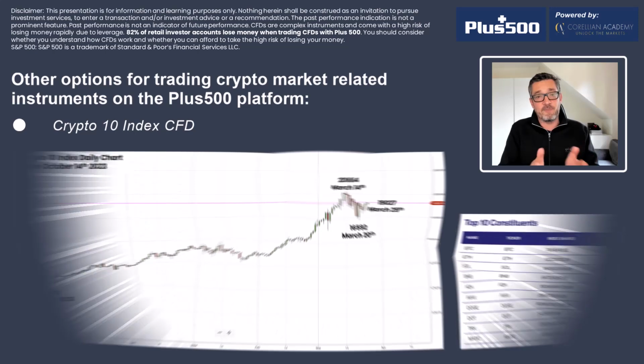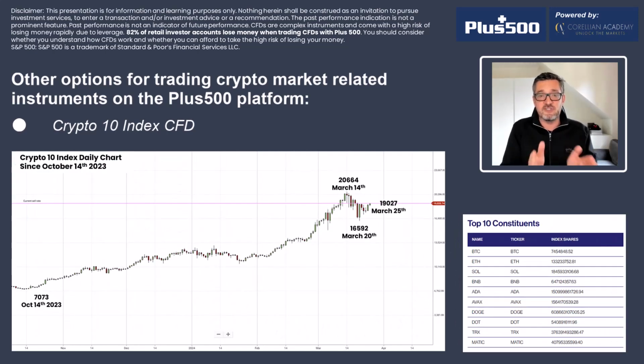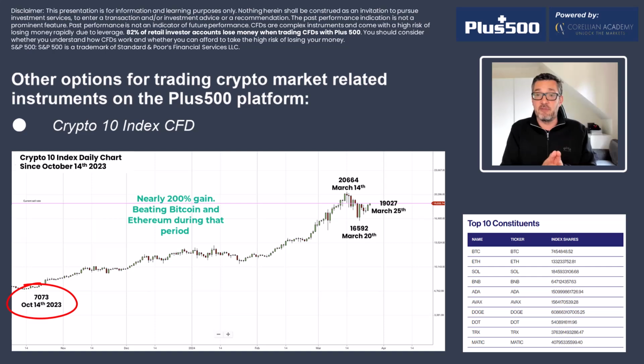The first is the Crypto 10 Index. This follows and measures the performance of the top 10 cryptocurrencies in the market, and these are on screen for you now. As you can see from the price chart, since October the 14th, 2023, the index has risen from around 7,000 to a high at 20,664, a gain of nearly 200%, but it's since slipped back to 19,000.